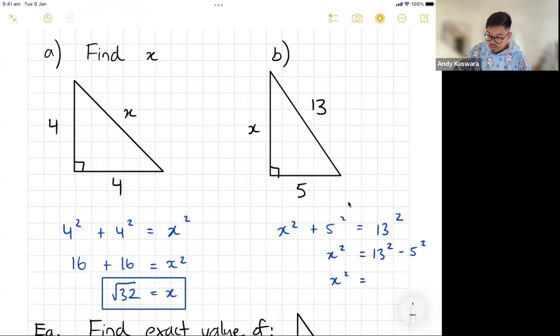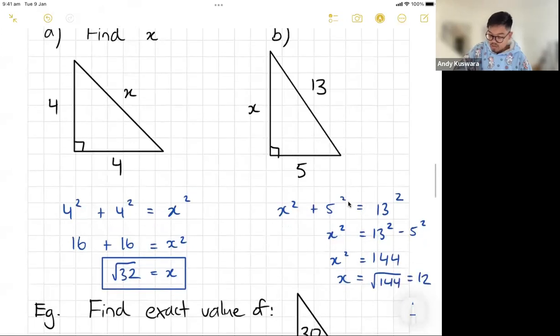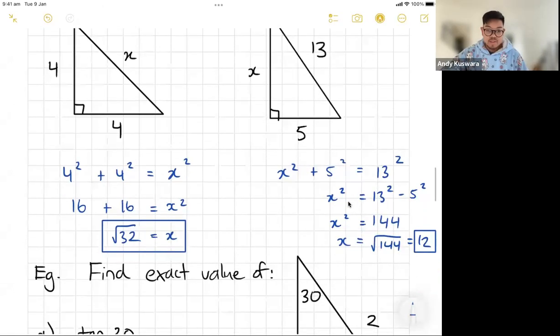169 take away 25, which is 144. And from here, that gives me x squared, but I just want x. So I take the square root of 144, and that just gives me a nice answer of 12. Okay, that's how we'd use Pythagoras.